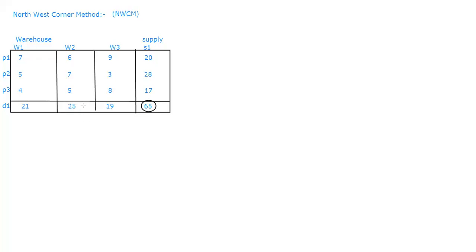So 25 only I should be able to satisfy, not beyond that. Okay, understand? And likewise, if you see in product 3 the supply is 17, whereas demand is 19. So which one should I satisfy now? I should be able to satisfy 17 only.